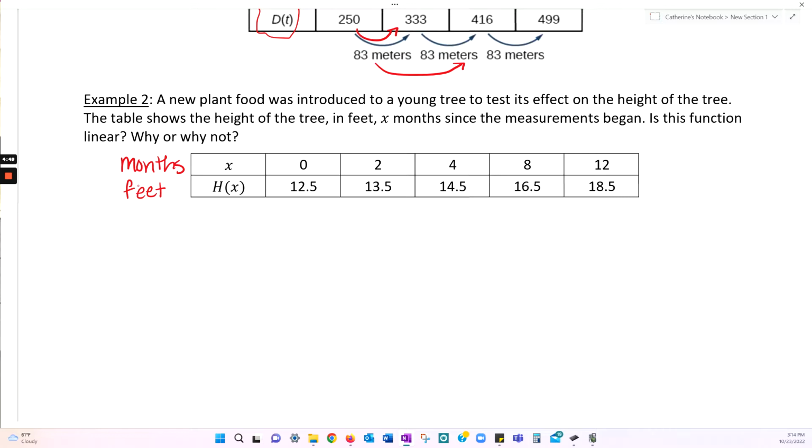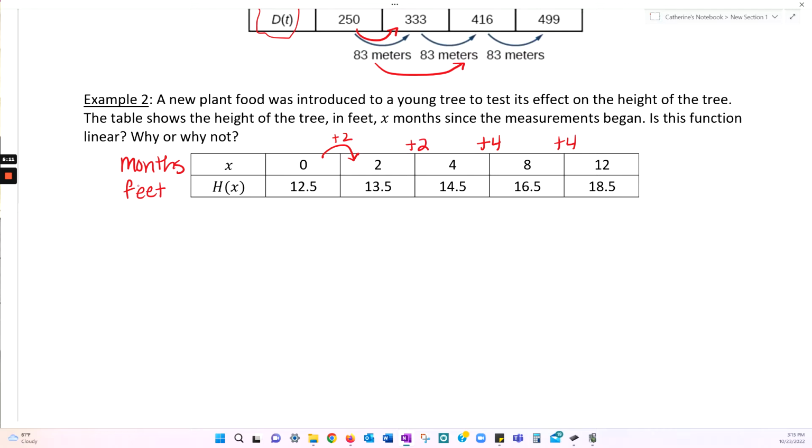Is this function linear, y or y not? So this one's tricky because we're not maintaining the same difference for our x's. 0 to 2, we're adding 2. And then to get to 4, we're adding another 2. So far so good, but then it switches to plus 4, plus 4. So it's a little weird to figure out if we're going to have a constant rate of change.